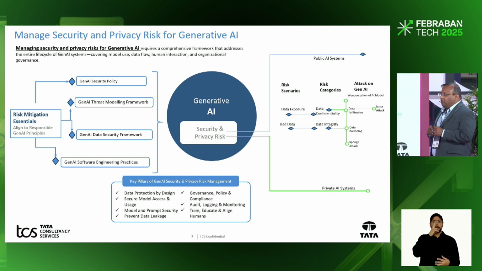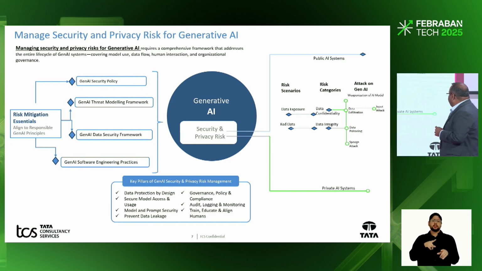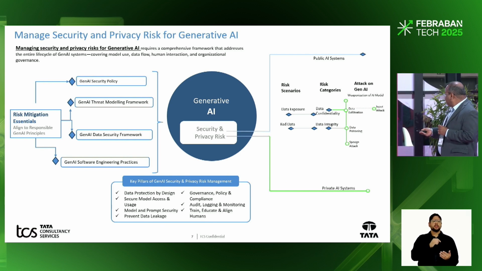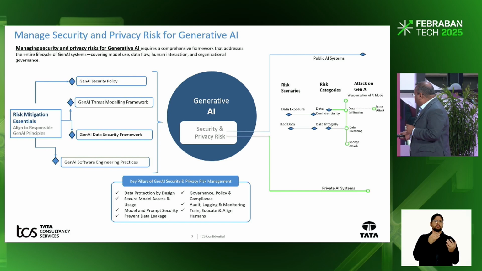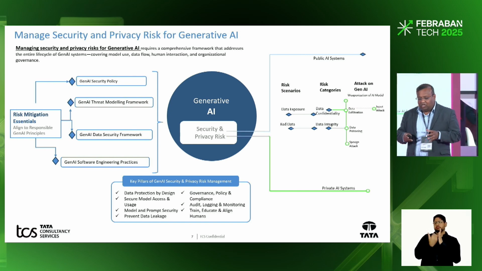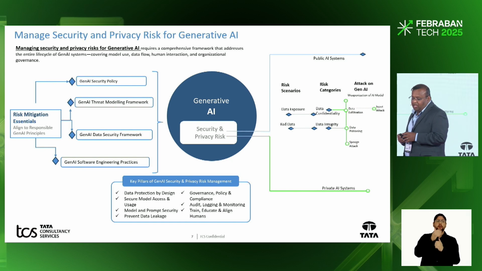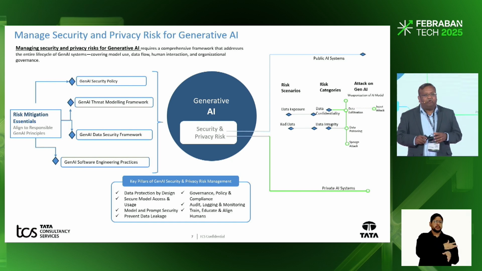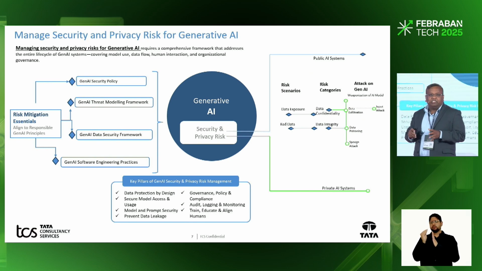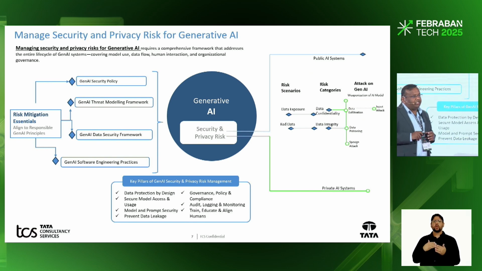And we also have to look at all the key data pillars: data protection by design, secure model access, governance policy, audit logging and monitoring, and how you train who is going to use that data. So all those are very critical functions that we employ in managing the security and privacy risk for generative AI.